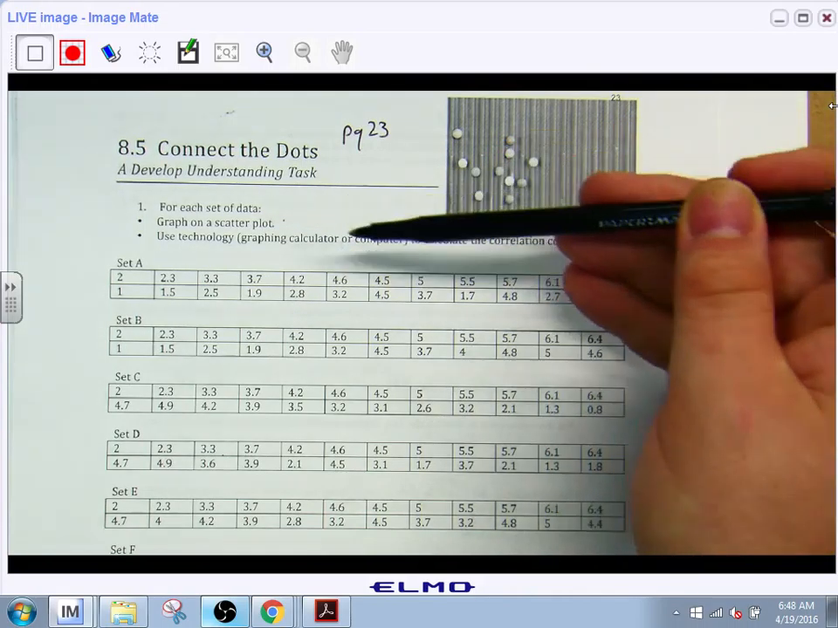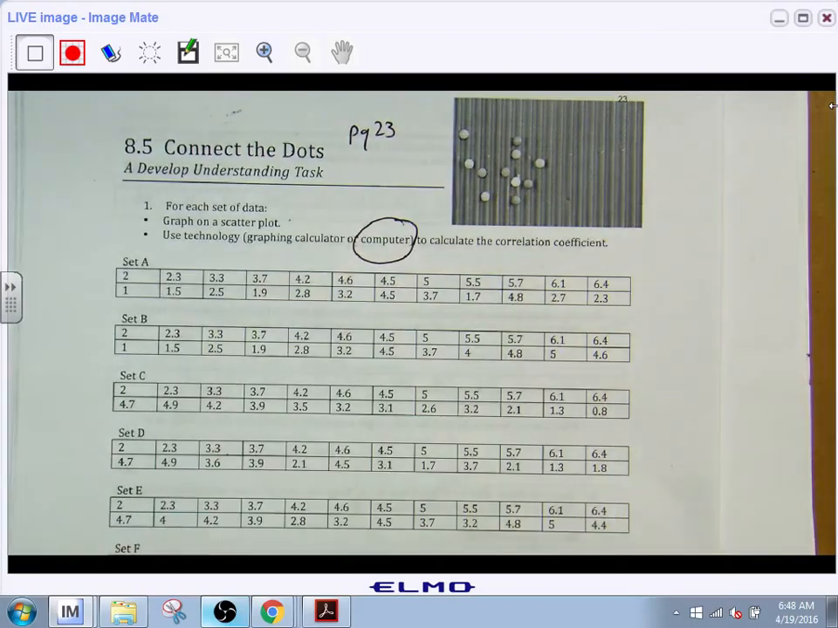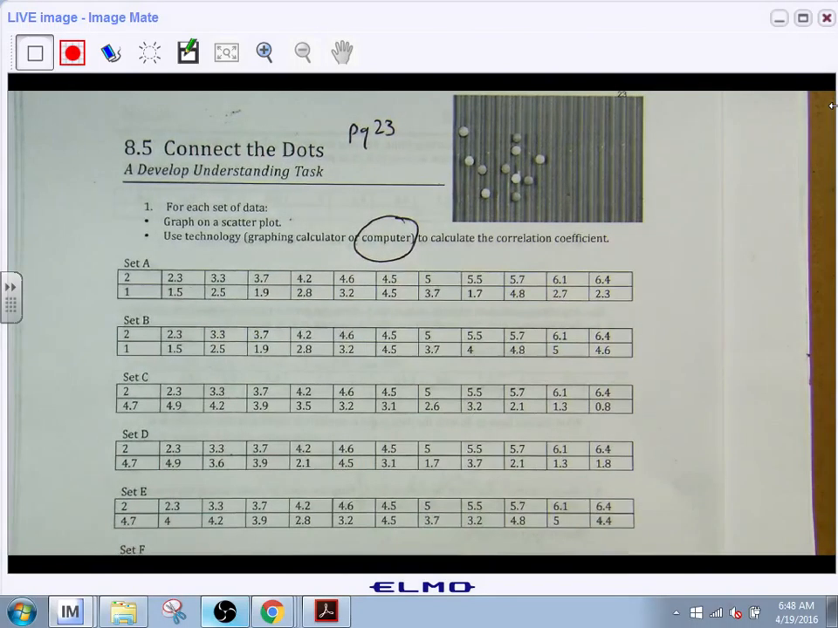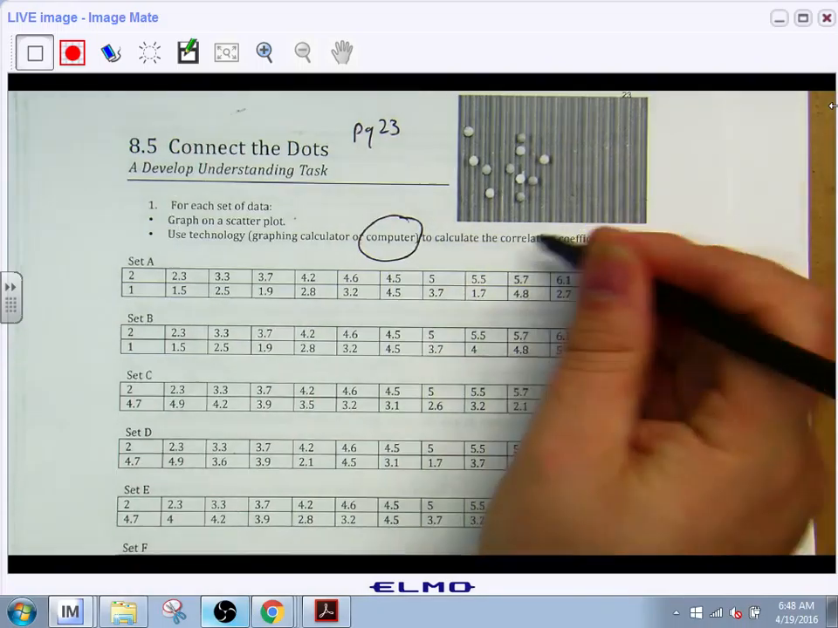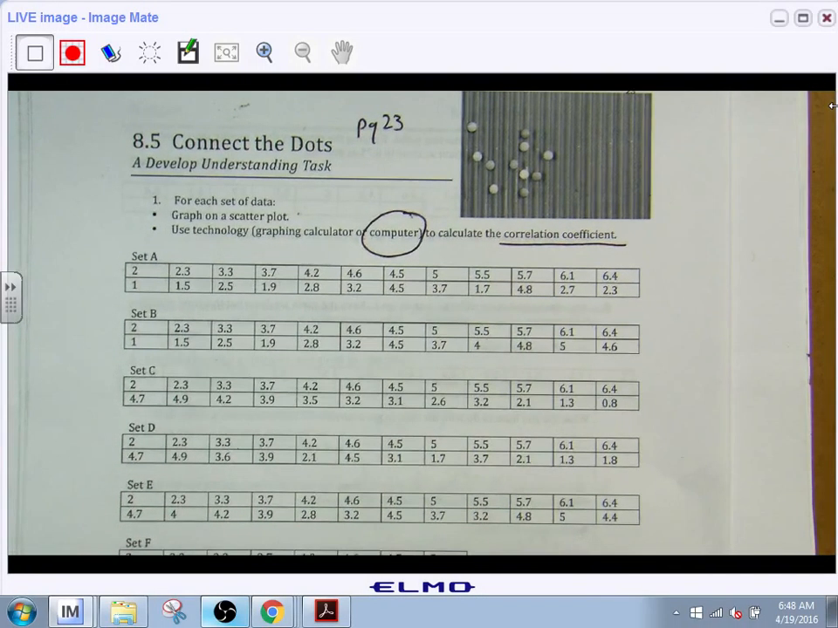And then it wants us to use technology. In this case, we'll be using computers. Don't go up and grab them yet. There'll be time for that later. But we're going to be using computers to calculate the correlation coefficient. And so we'll go ahead and start with set A here.